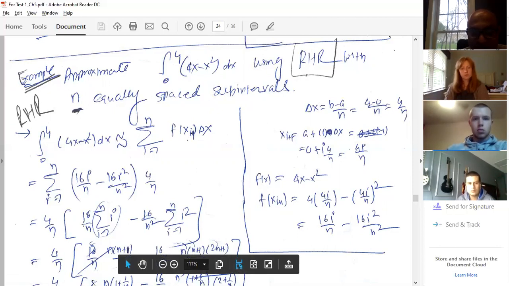16 by n is a constant. Summation of 16i by n. 16 by n is constant, pull it out of the summation. 16 by n square is constant, summation of i square. Same technique, same thing. Only thing is we are working with general n.